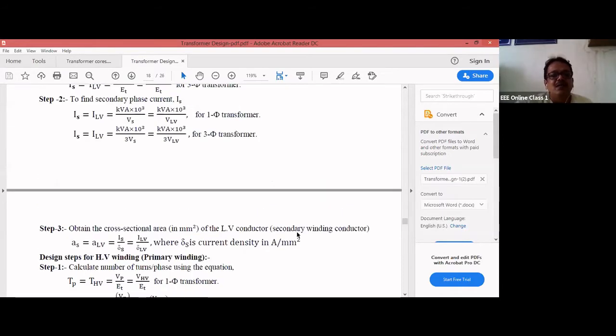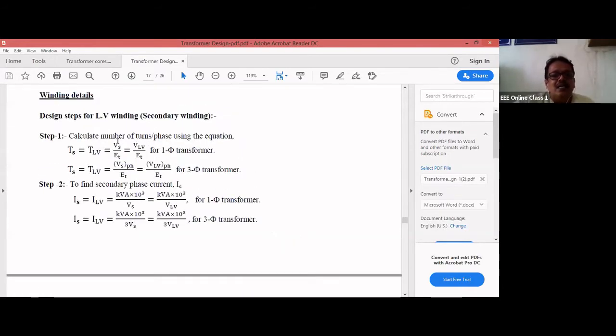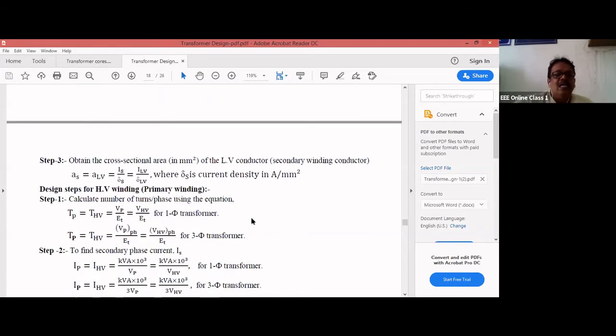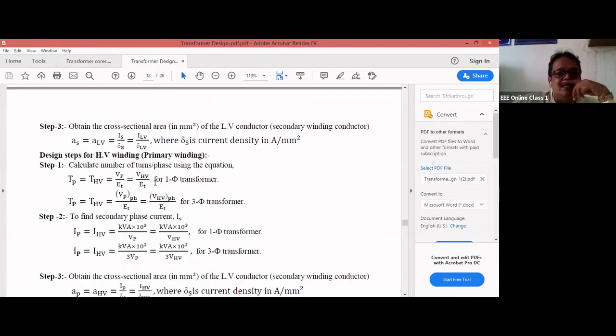That is regarding the particulars of the LV winding, or secondary winding. Normally, you calculate the number of turns, the secondary current or low voltage current, and the cross-sectional area of the secondary winding. Likewise, we are going to find out the design steps of the HV winding, the primary winding.